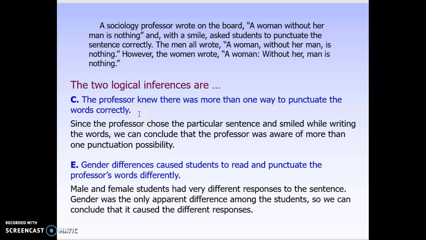The professor knew there was more than one way to punctuate the words. Okay. He chose that particular sentence and smiled while writing the words. We knew that the professor was aware of more than one possibility. And then male and female students had different responses to the sentence. So gender was the only apparent difference among the students. So we can conclude that it caused the different responses. So C and E, we took the clues, we brought our background knowledge, and then we made the logical inferences.